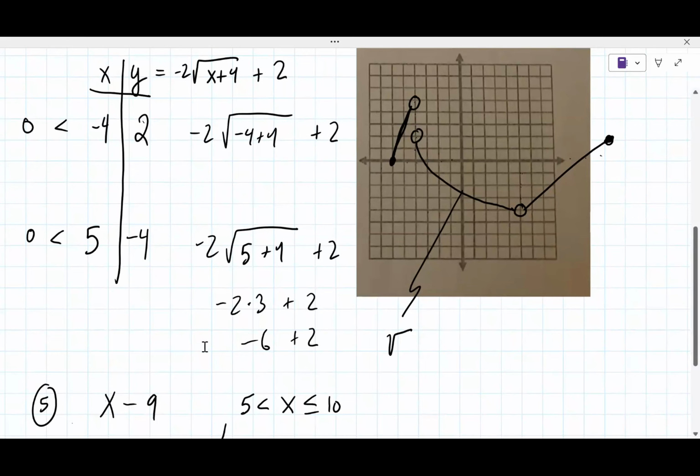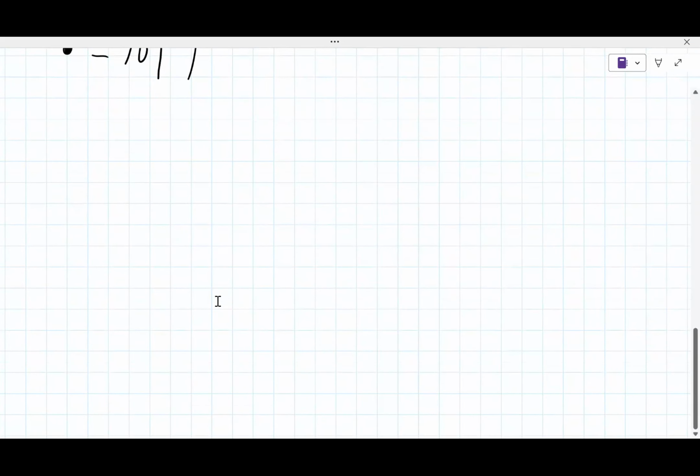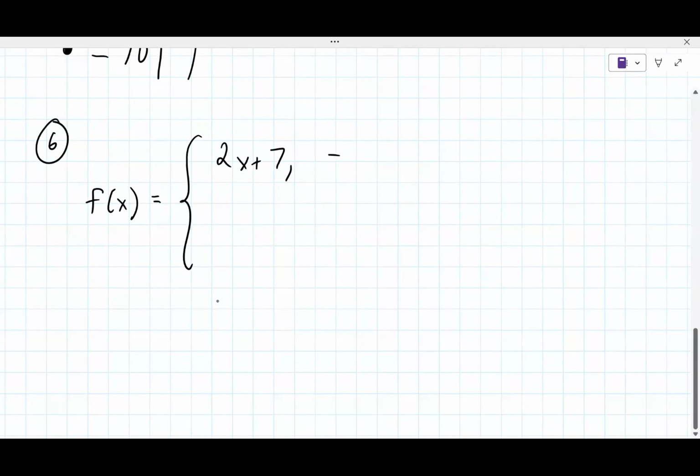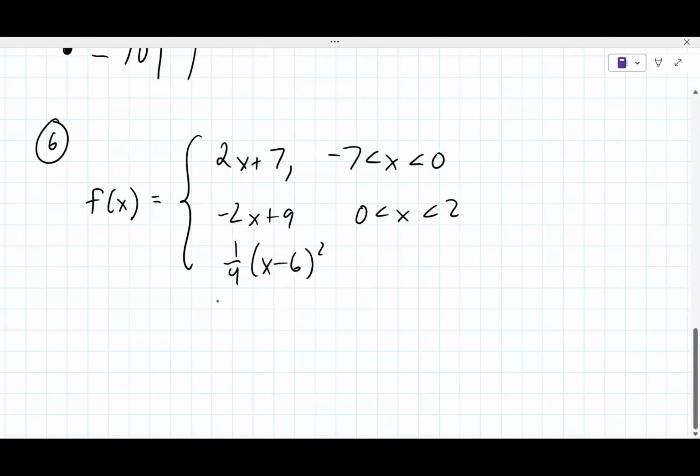So let's move to 6. I know that there's some other things there, but let's just make sure you got the graphs down, and we can maybe come back and do this. So 6 has 3 pieces. Piece 1 is 2x plus 7 for negative something less than x less than 0. Piece 2 is minus 2x plus 9 for 0 less than x less than 2. Piece 3 is 1/4 (x minus 6) squared plus 3 for 2 less than x less than or equal to 10.